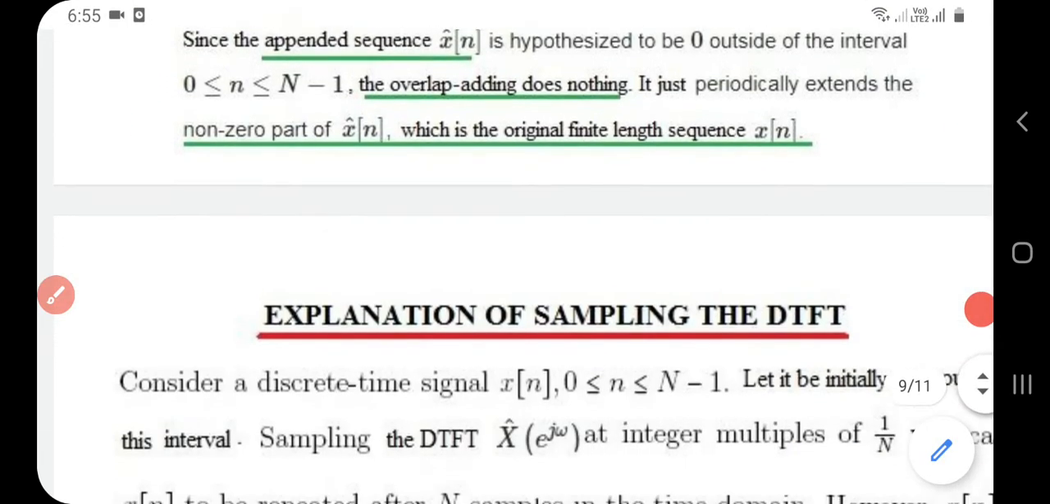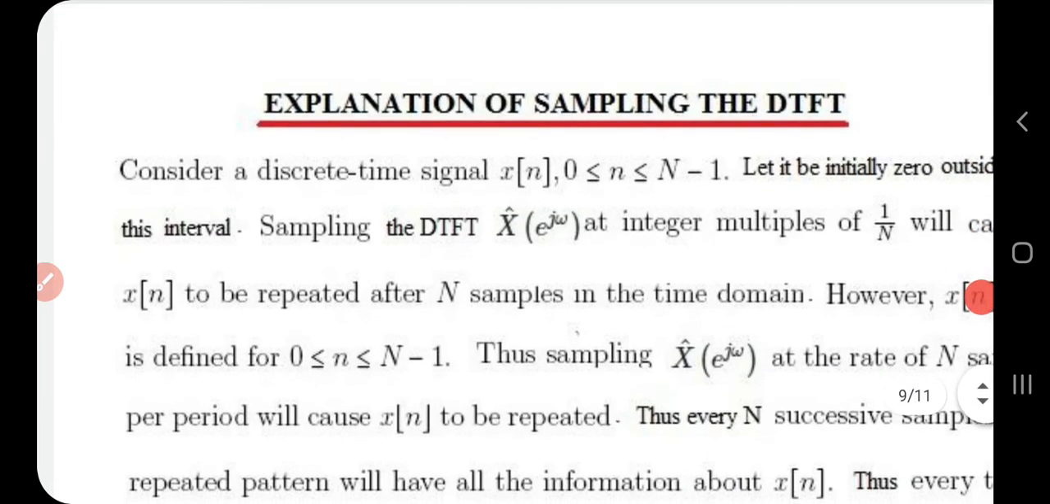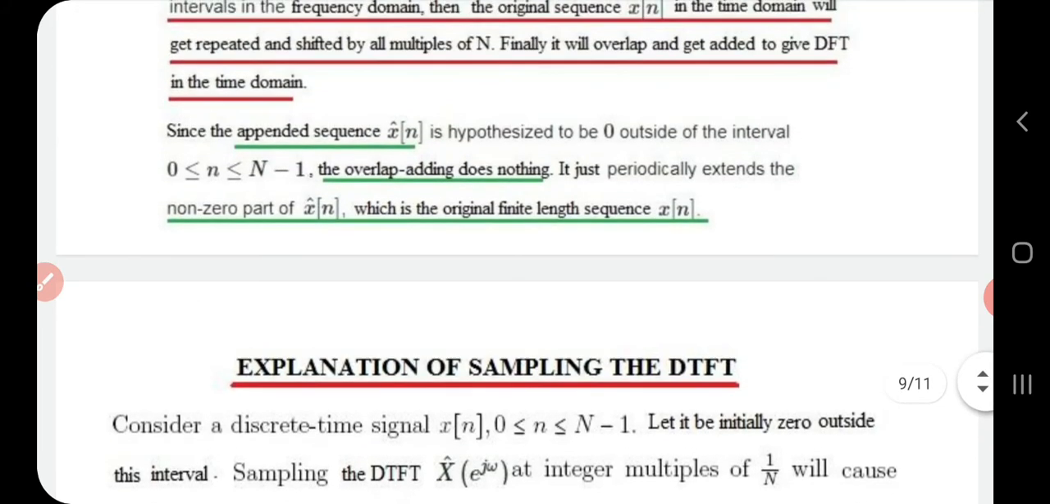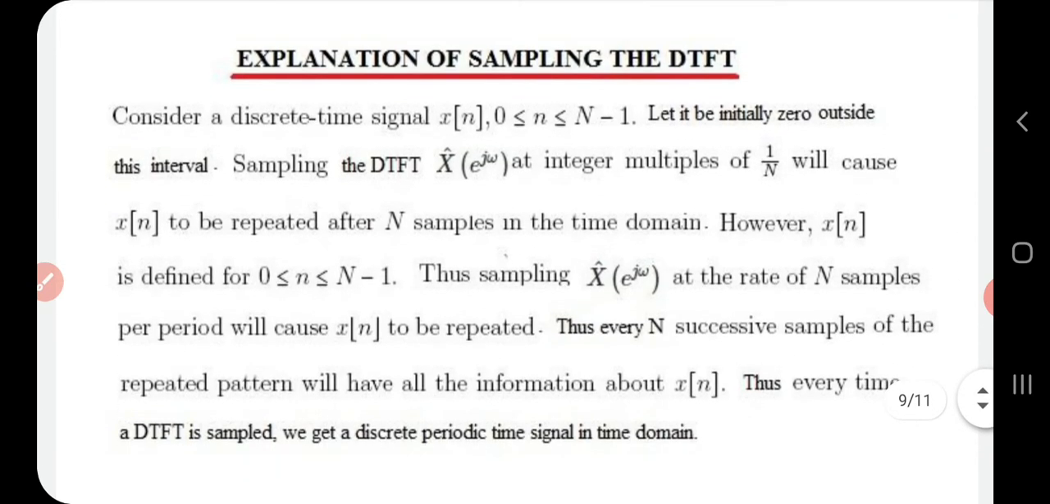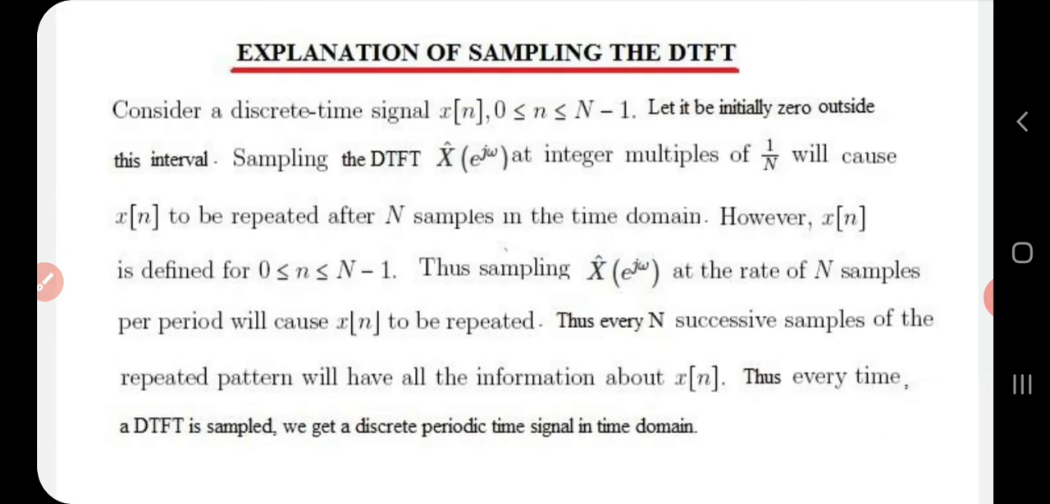That is enough from your exam point of view. But if it is asked as a long answer, you can add this also. This is just an explanation of sampling the DTFT, that is, how sampling is performed. That is just additional writing that you can do. The above one is enough, and if a question carries more marks or is a long answer type, you can add this also, just for more explanation. So if you are interested, you can go through this also.